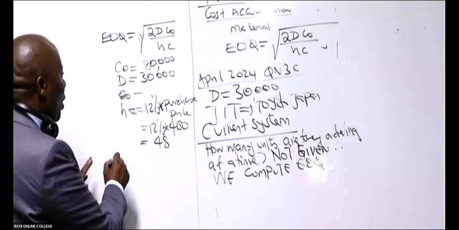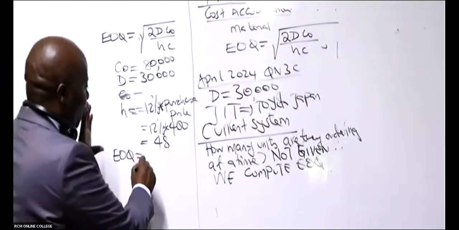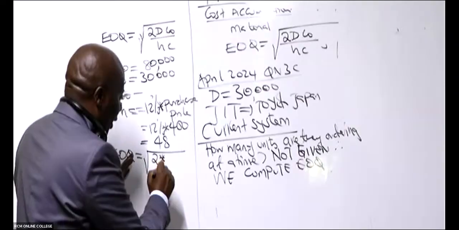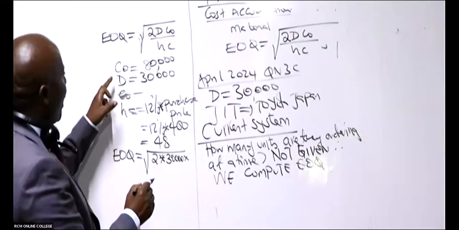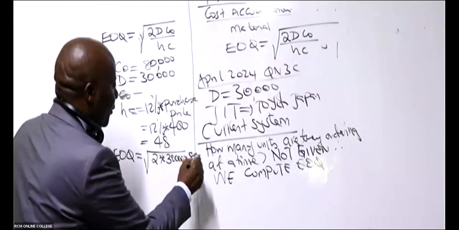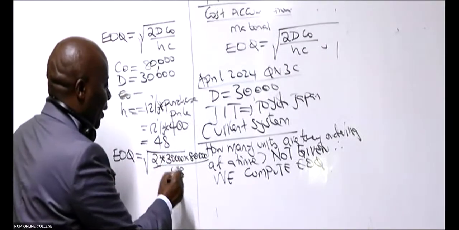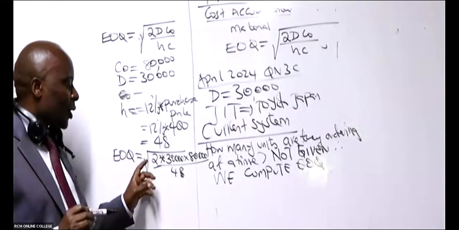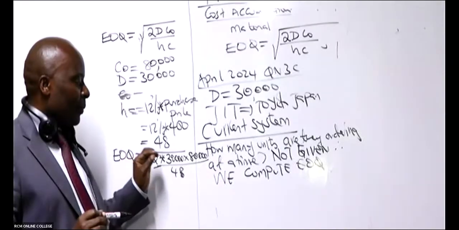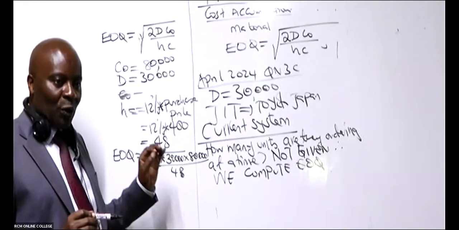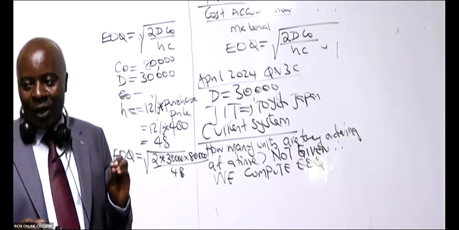48. And therefore, I can now very comfortably give my examiner the EOQ, which will be the square root of 2 times annual demand of 30,000 times cost per order, which is 80,000, divided by the holding cost of what here, somebody? 48. So remember, how do we do this first? We forget the square root. We say 2 times 30,000 times 80,000. Whatever answer we get, we divide by 48. And then now we say square root.